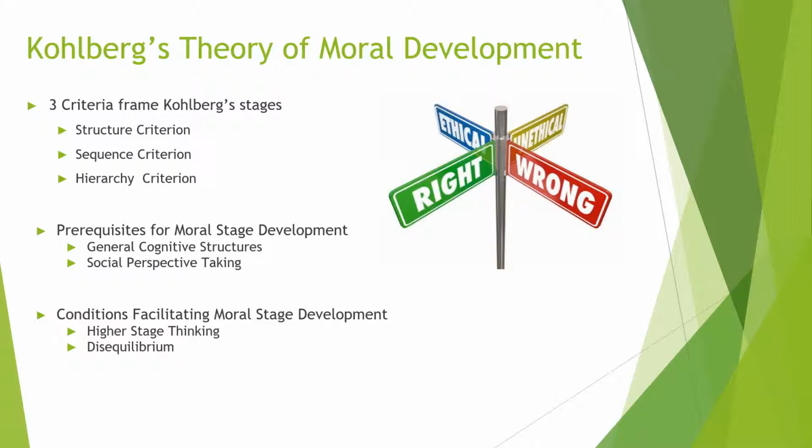Perspective taking is grounded in empathy, putting yourself in someone else's shoes and trying to understand what someone is thinking. Kohlberg hypothesized that perspective taking mediates between cognitive development and moral development. Both of these conditions are necessary but not sufficient for moral development. So next, let's talk about the conditions facilitating moral stage development.